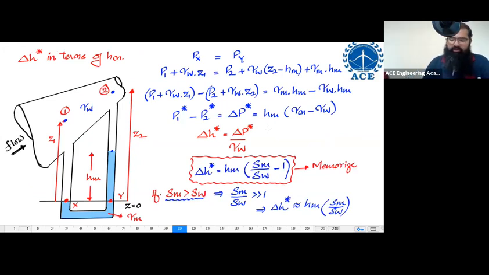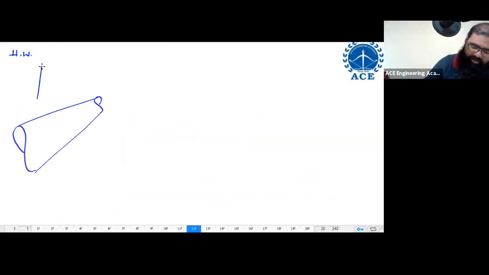Now for homework, I'm going to give you one homework over here. If you're having an inverted U-tube manometer, you have to get the value of delta H star. So let me write a homework over here. You're having this particular case, an inverted U-tube manometer, let us say.